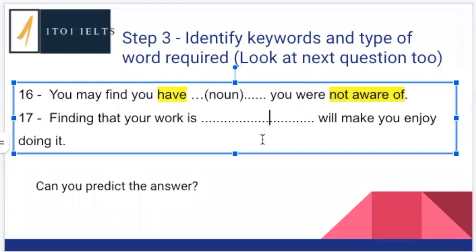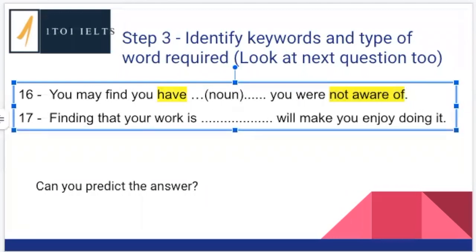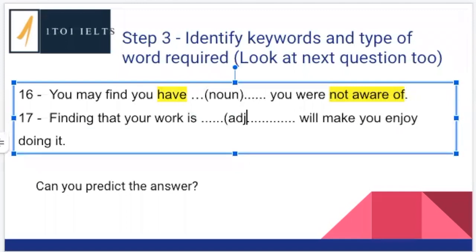when we're reading. Finding that your work is will make you enjoy doing it. What type of word is likely to come in here? Can it be a verb? No. Could it be a noun? It's, I would say, very unlikely, as Tamara says here, an adjective. So let's try inserting some words. If we're not sure, the best way to check is use some words that we know are definitely adjectives.